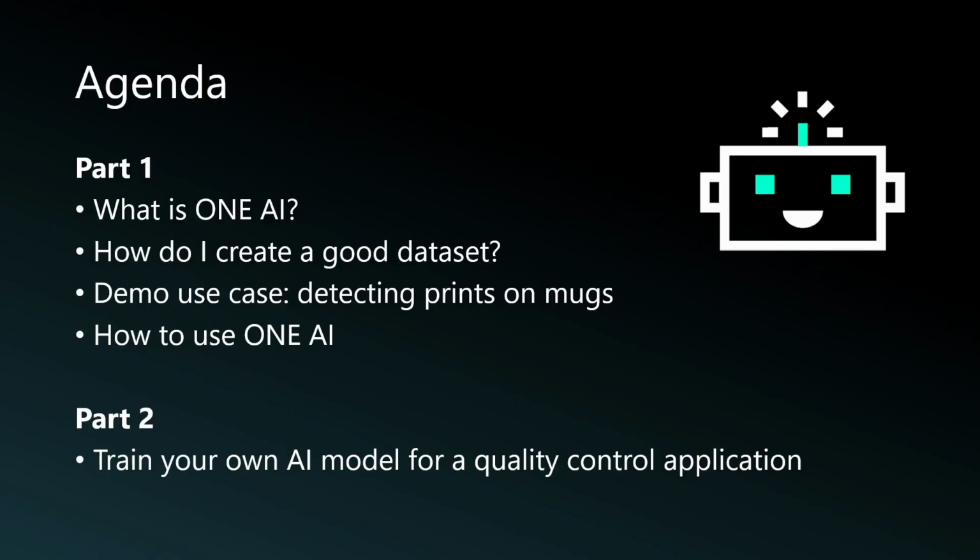Today's webinar is divided into two parts. In the first part, I'm going to explain what One AI is and how you can use it to create your own AI models. I'll also show you a few tricks for creating good data sets, and I'll show you how to use OneWare Studio Live with a demo use case. Then, in the second part, you have the chance to try it out yourself, and we will provide you a demo data set, and with that, you can train your first AI model for a quality control application.